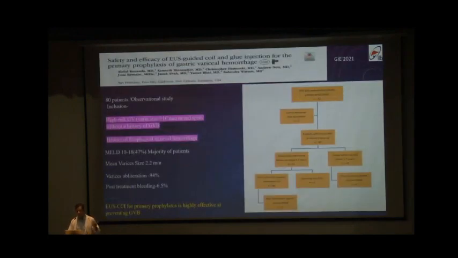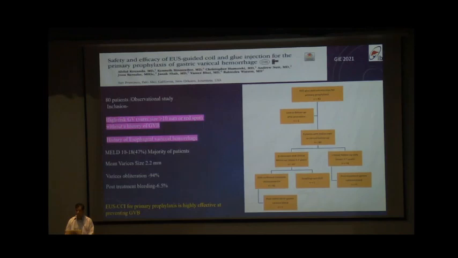Again, the same group took their study forward, and in 2021 they published another data where they looked at 80 patients. They used patients who had high-risk gastric varices divided by the size of gastric varices, with a history of red spot. They also had a history of esophageal varices hemorrhage. The MELD score was between 10 to 18. The mean varicose size was more than the normal risk factor, which was 2.2 mm, and varicose obliteration was nearly 94%. And they suggested that EUS-guided therapy was highly effective in preventing gastric variceal bleed.